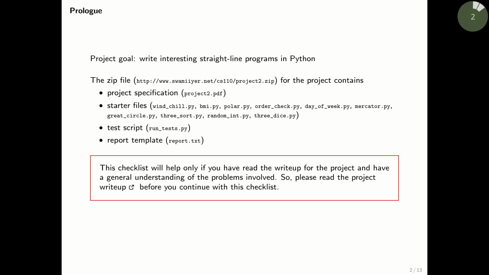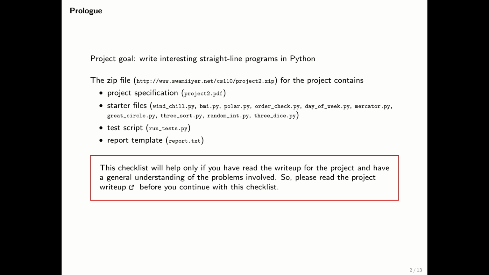The goal of this project is to write interesting straight line programs in Python. The zip file for the project, which can be obtained from this site, contains the project specification as a PDF. It contains the starter files for the problems in the project. It contains a test script, and it also contains a template for writing your report for the project.